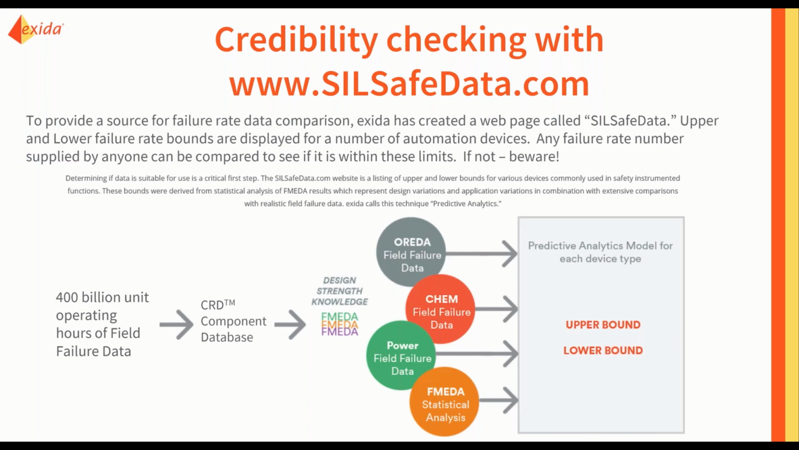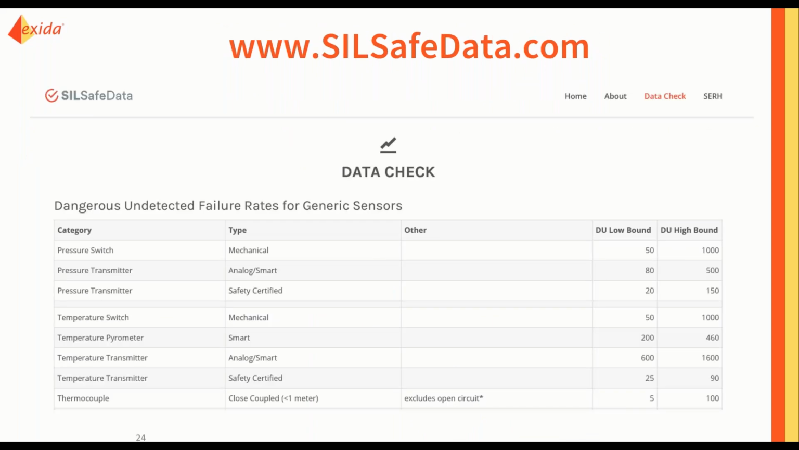That shows the fundamental difference between different designs, where the failure rate would be aggregated to make the average. This is what SIF data looks like. You can see for categories like pressure switch, pressure transmitter, safety certified pressure transmitter, and so forth, there's a dangerous undetected failure rate in FITs, low bound and high bound. Now, sometimes the numbers are pretty far apart, like on a pressure switch, but the different designs on a pressure switch are significantly different.